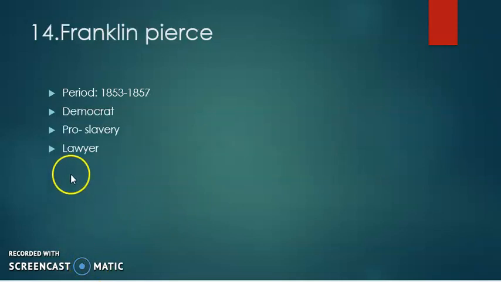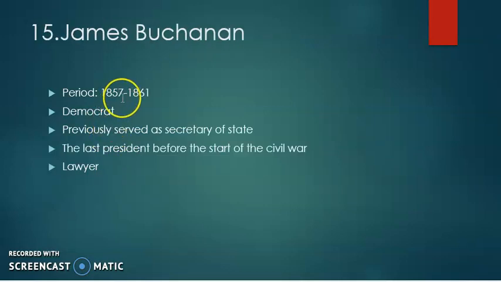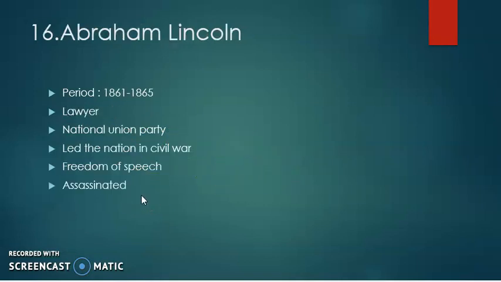Franklin Pierce was the 14th president of USA, and he ruled the country from 1853 to 1857. He was a Democrat, and he was pro-slavery, and he was a liar too. The 15th president of USA was James Buchanan, and he ruled the country from 1857 to 1861. He was a Democrat also, and previously served as the Secretary of State, and he was the last president before the starting of the Civil War in USA, and he was a liar too.